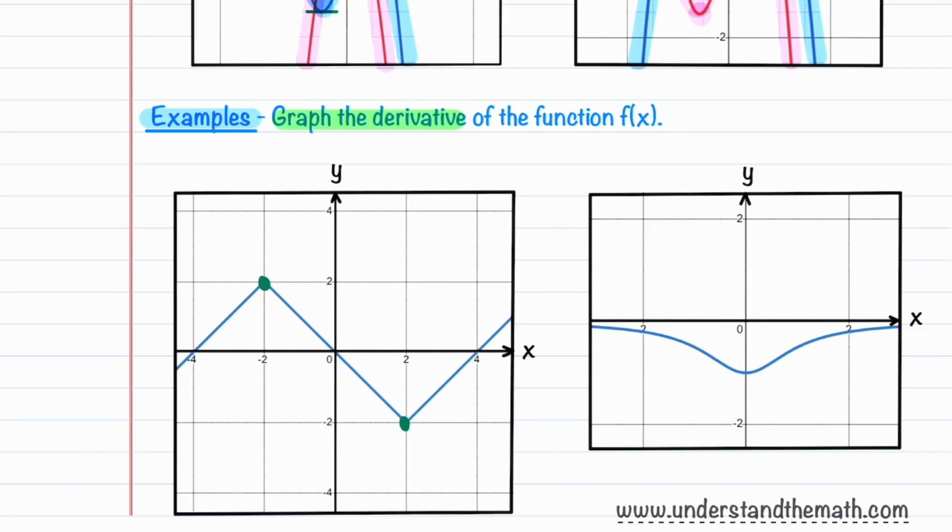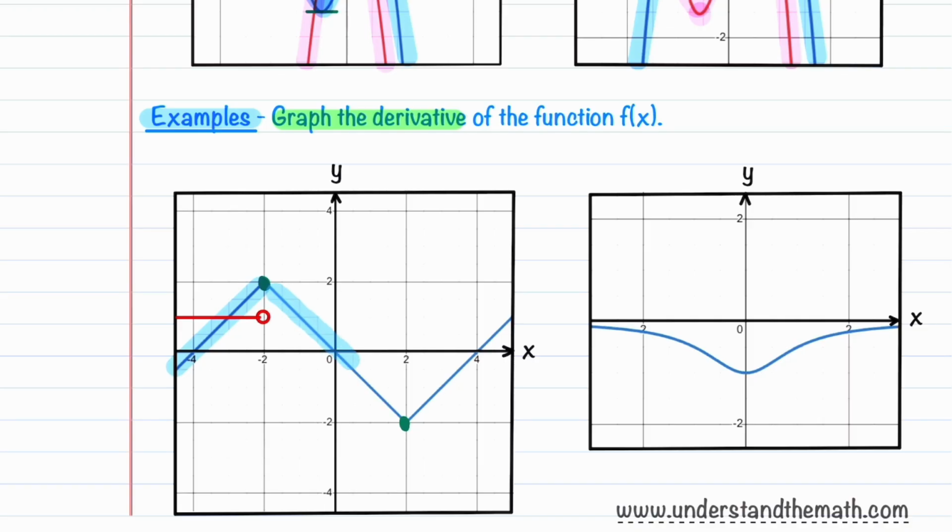Right now, we don't know where to put that open circle, so what we have to do next is look at the slope of each of these 3 pieces of our function. Let's look at this piece first. That piece has a slope of 1, so our graph is going to be equal to 1 up to this point, and there it's going to be undefined.